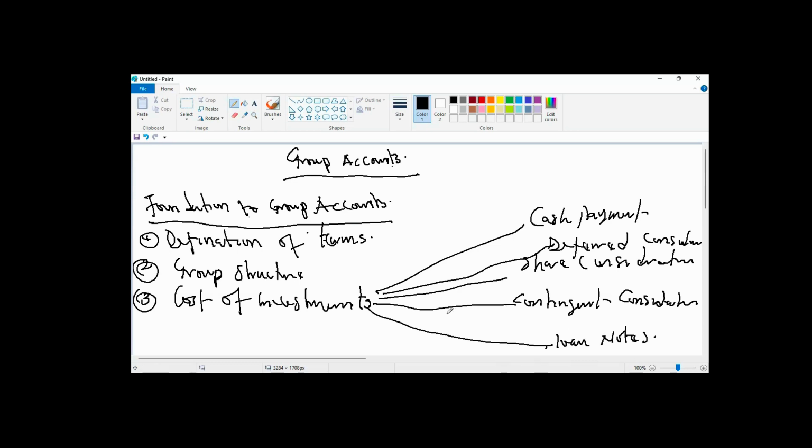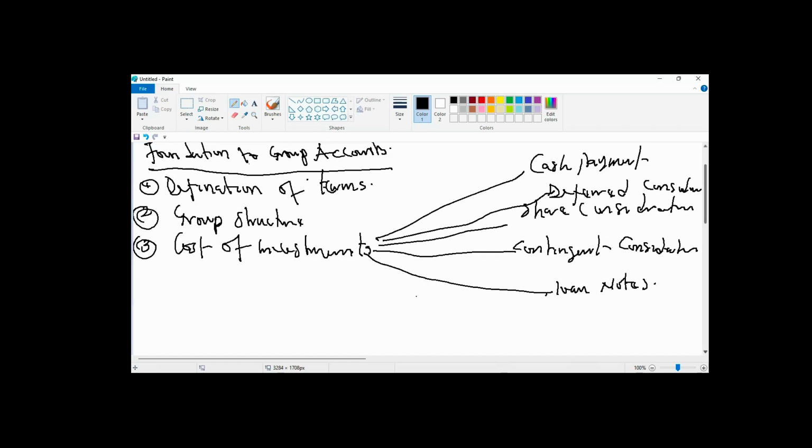That is it. We must know all these things very well. Then the combination. We are going to apply the cost of investments of each one of them or combination of one or two in a question, so that you know how to treat all the costs of investments.